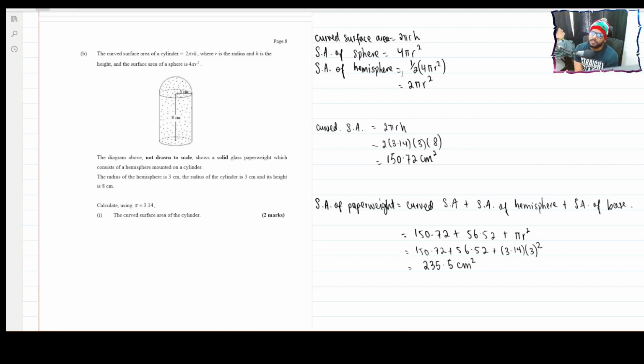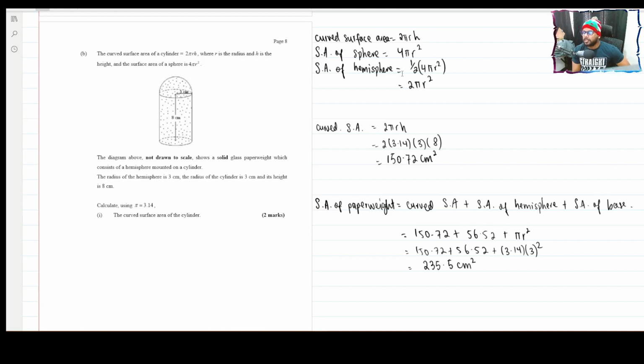The radius of the hemisphere is 3 centimeters, and the radius of the cylinder is 3 centimeters, and its height is 8 centimeters. Calculate using pi as 3.14, and this is very important, boys. If it is a calculate question, and you use pi as pi on a calculator, you're going to lose marks, because they gave us instructions: use pi as 3.14.